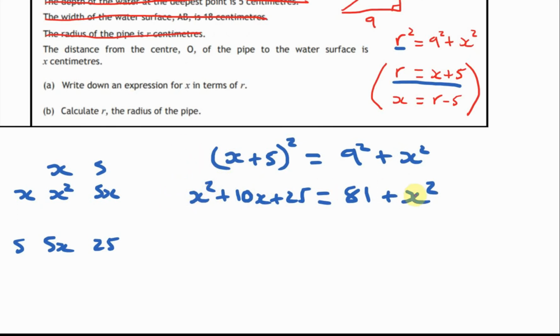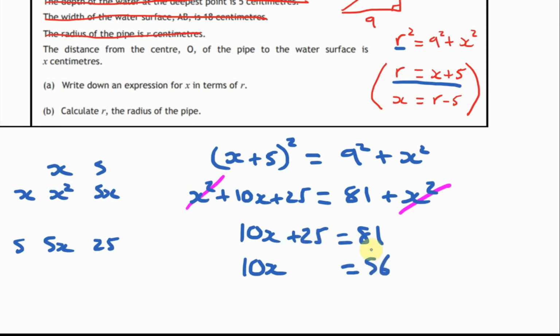We've got an x squared on both sides. We can cancel them out. Just take an x squared away from both sides. That's allowed. So that'll be 10x plus 25 is equal to 81. Now we want all the numbers on one side and the letters on the other side. So we'll keep 10x here and take 25 away from both sides. That's going to give me 56. Then to get rid of the 10, divide both sides by 10. So that's going to be 5.6.